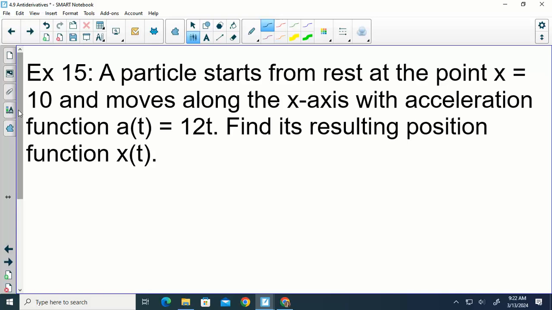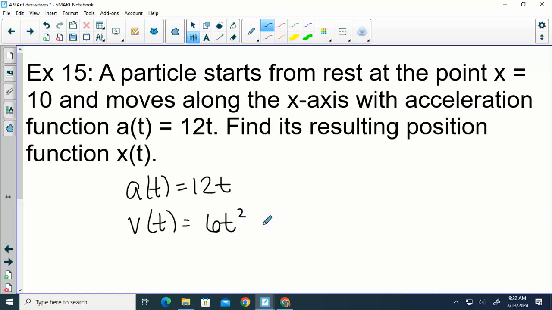A particle starts from rest at the point x equals 10 and moves along the x-axis with an acceleration of a of t equals 12t. Find the position function. Okay, so I know my acceleration. If you have acceleration, what can we get from there? Velocity. So the velocity would be what? 6t squared plus c.